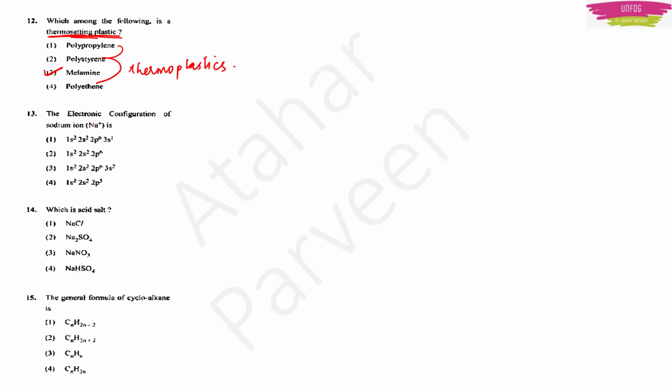The next question we have is: the electronic configuration of the sodium ion is. Now keep in mind they are asking for the sodium ion, Na1+, not the usual sodium that we write for. Okay. Now if you write down the electronic configuration for sodium, it is 1s2, 2s2, 2p6 and 3s1.